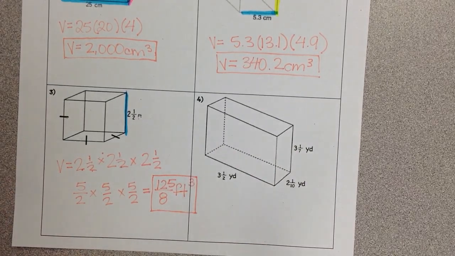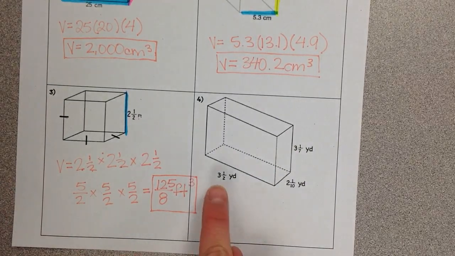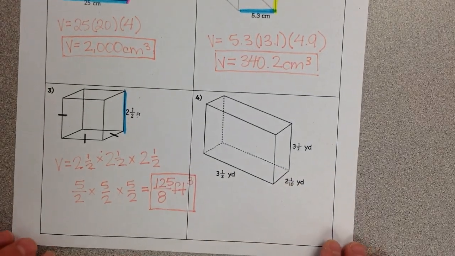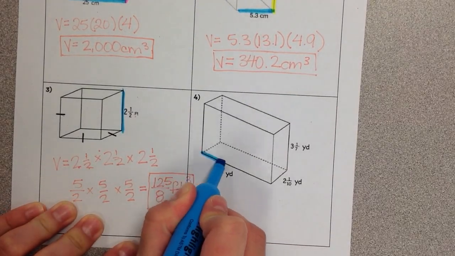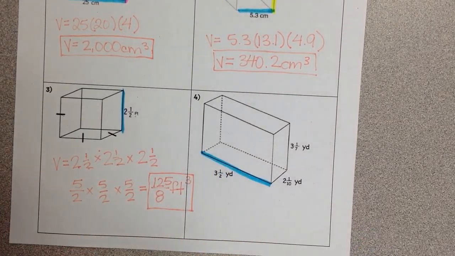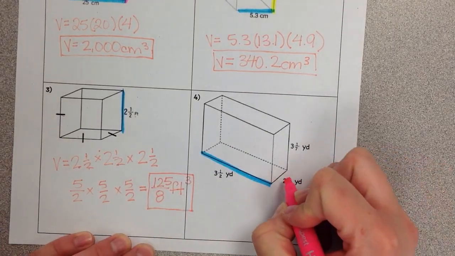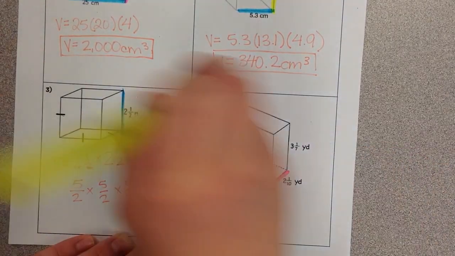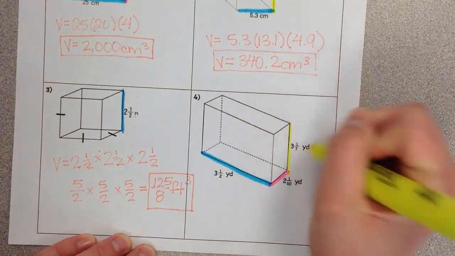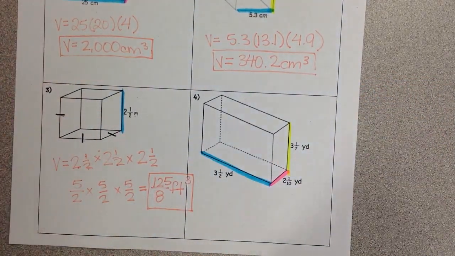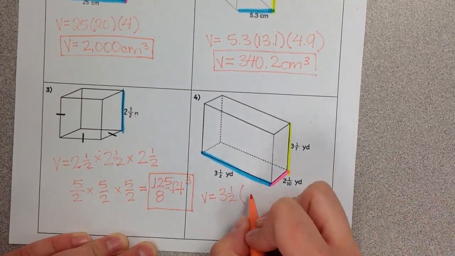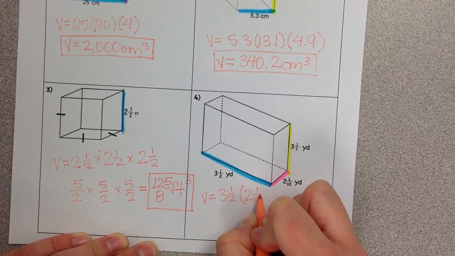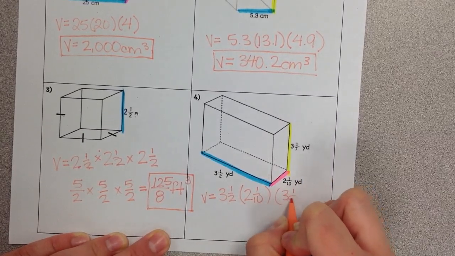For example 4, I'm going to be working with fractions again, but I have different lengths this time because it's not a cube. So what I'm going to do is highlight my length, 3 1/2, my width, 2 1/10, and my height, 3 1/7. So to find the volume, V equals length, 3 1/2, times width, 2 1/10, times height, 3 1/7.